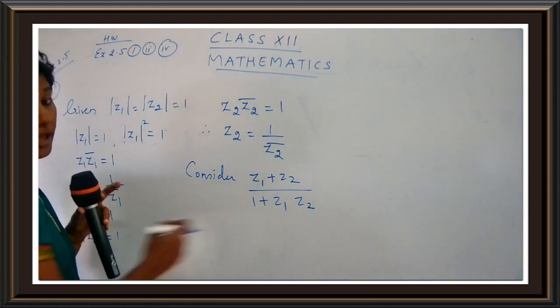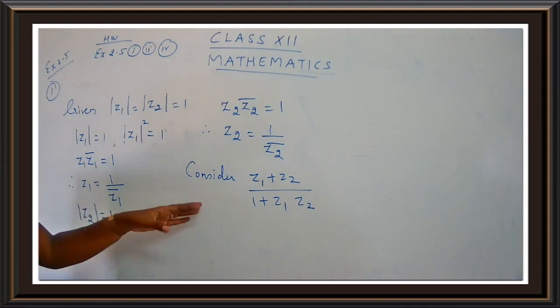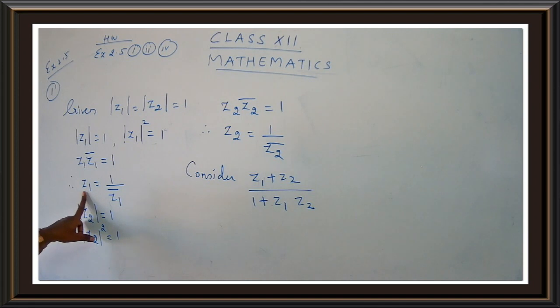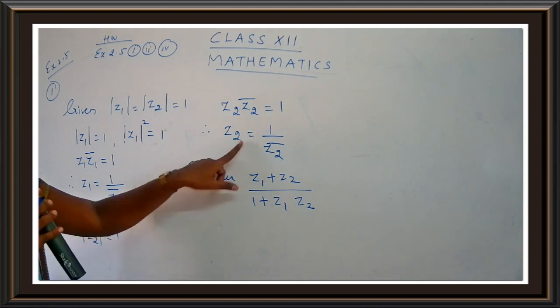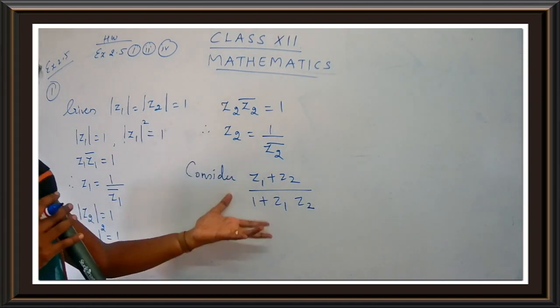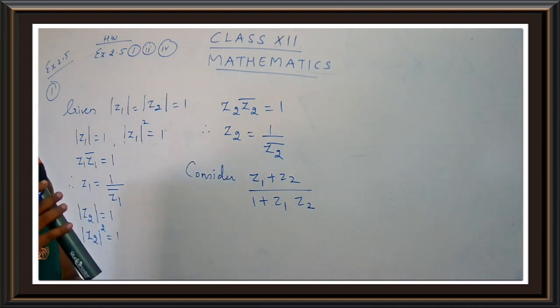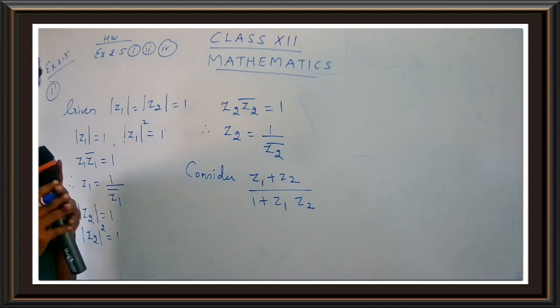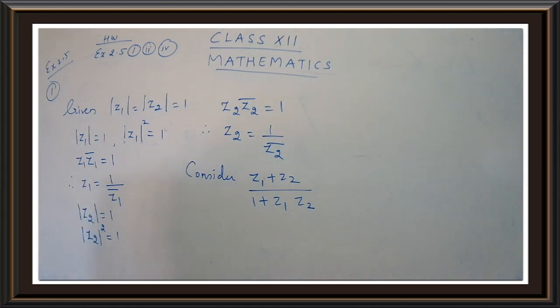I have already found the value for Z1. Yes. I have the value for Z1 and I have the value for Z2. So we are going to substitute the value and we are going to simplify it and arrive at a conclusion, and check whether it is a real number. Here the question is show that. Show that means it will be a real number. Okay children, so what we have considered?